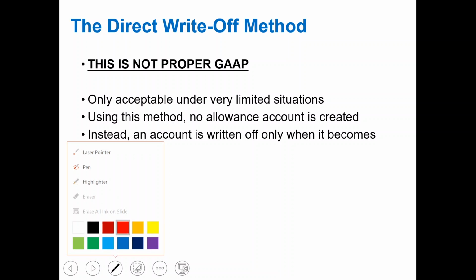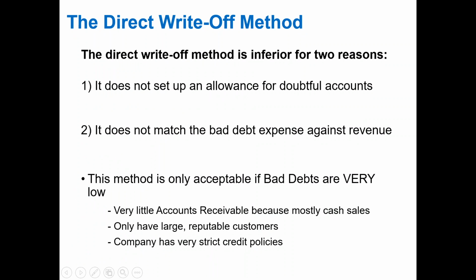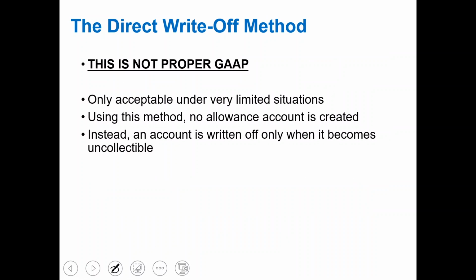So to be clear, the direct method is not proper GAAP. Those allowances, that estimate of uncollectible amounts that we set up, we were doing that because we knew it was likely there were some amounts that we wouldn't get. And we know from the general principle of conservatism, if there's some sort of risk or uncertainty, we need to record it in the most cautious way. And doing that is setting up that estimate and that allowance.